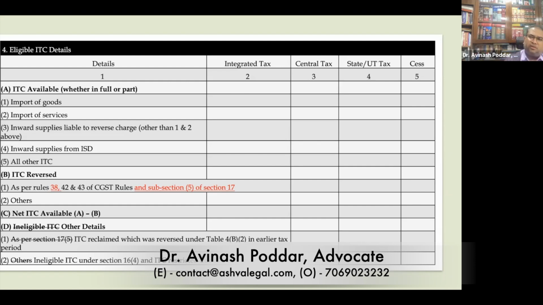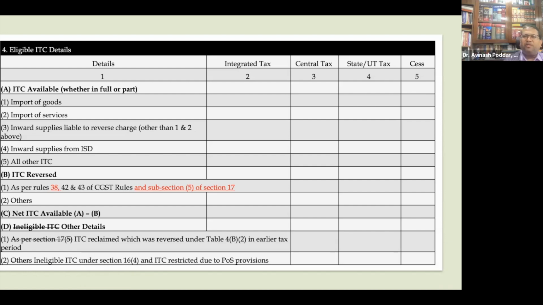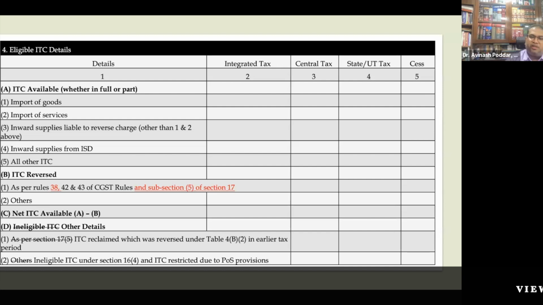Then comes clause D, which is merely, as per my understanding, for reporting purposes, because it will not be taken into consideration for the calculation purposes of electronic credit ledger. So in clause 4D1 first will come the ITC you reclaimed in this period, the period for which you are filing the return, pertaining to the earlier tax period credits.